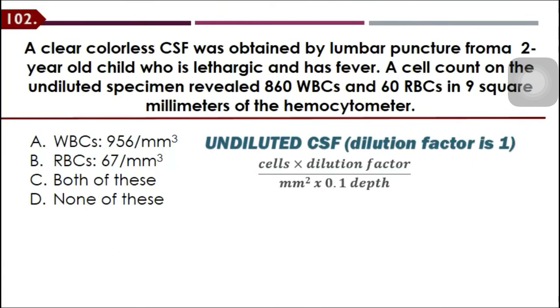Okay, for 102, a clear colorless CSF was obtained by lumbar puncture from a 2-year-old child who is lethargic and has fever. A cell count on an undiluted specimen revealed 860 WBCs and 60 RBCs in 9 square millimeters of the hemocytometer. So, anong correct dyan? Yung count. Correct answer is letter C, both of these. Both WBCs 956 per mm cube and RBC 67 per mm cube. So remember, for undiluted CSF, the dilution factor is 1. So cells times dilution factor divided by F squared times 0.1 depth.